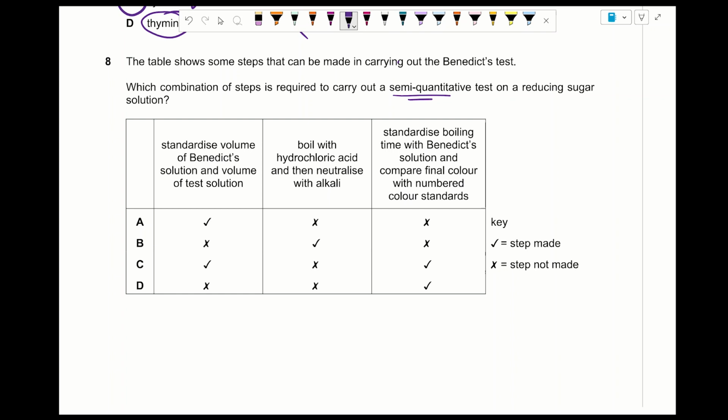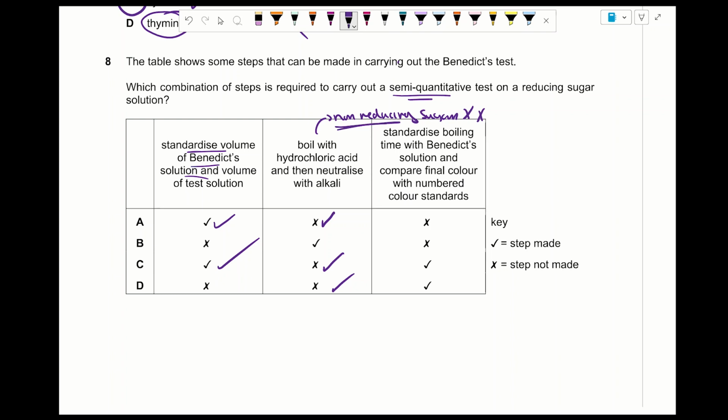Now, let's see the suggestions that we have here. So, for us to do a semi-quantitative test, we need to standardize the volume of Benedict's solution. Therefore, these are correct. Now, the second choice here is boil with hydrochloric acid and then neutralize with alkali. This is totally incorrect. The reason for this is once we boil with hydrochloric acid, we're breaking the glycosidic bonds. And breaking the glycosidic bonds, now we're going to test for non-reducing sugars, which is totally incorrect. We do not want to test for the non-reducing.